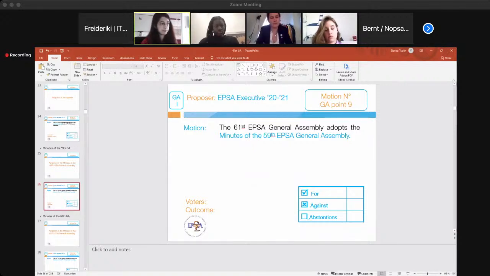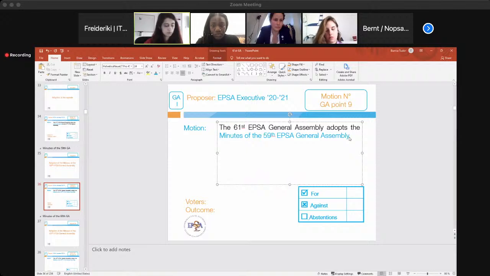President, we have received quite a few comments and amendments to the minutes. I would like to propose an amendment to the motion to say adopts the minutes of the 59th EPSA General Assembly with the proposed comments, let's say.